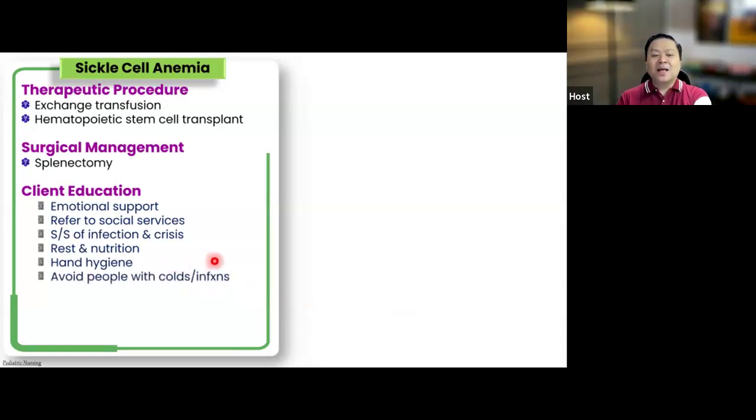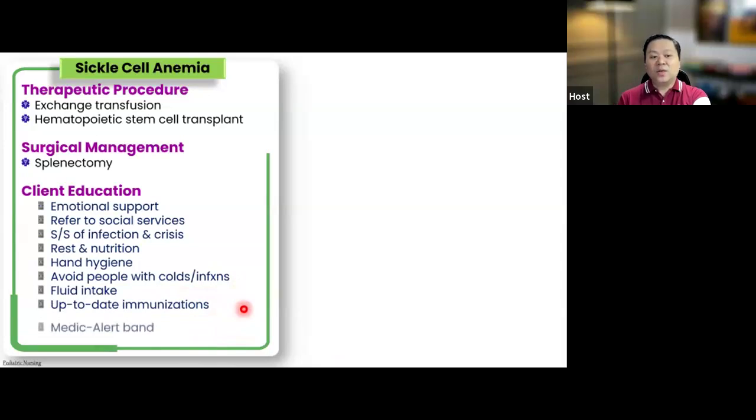Another would be having them avoid people with infections, like I've said already, avoiding crowds, make sure that they have adequate fluid intake, and also they have to be up to date in their immunization. So make sure that they have that yearly for, let's say, flu shots, or let's say pneumococcal vaccination per schedule. We want to make sure that they're up to date.